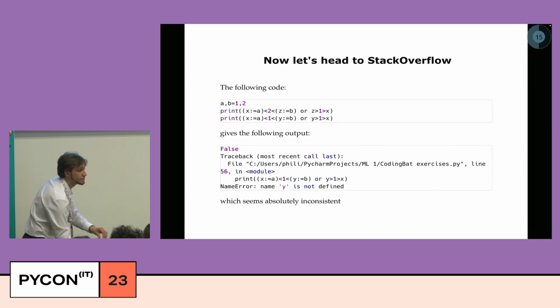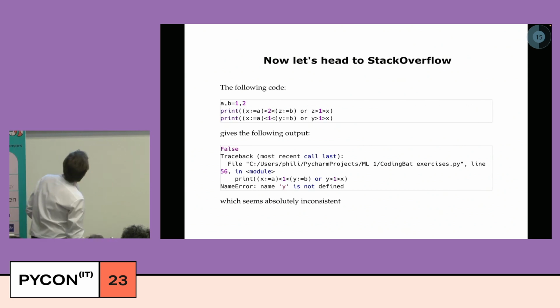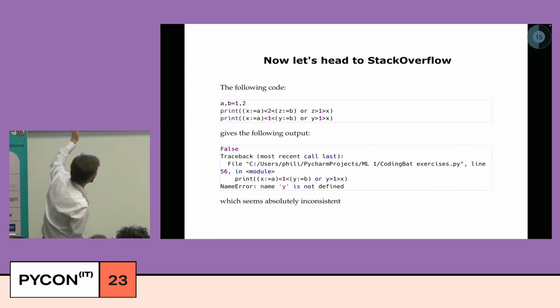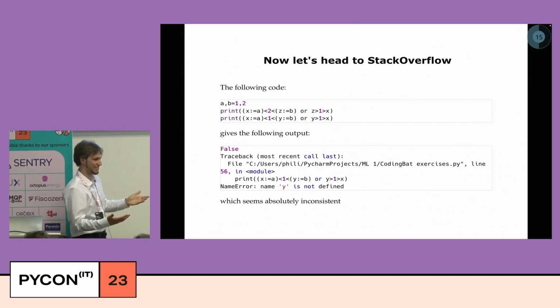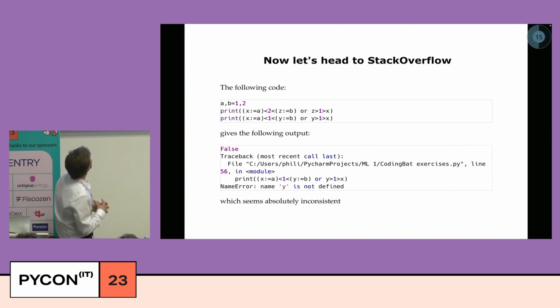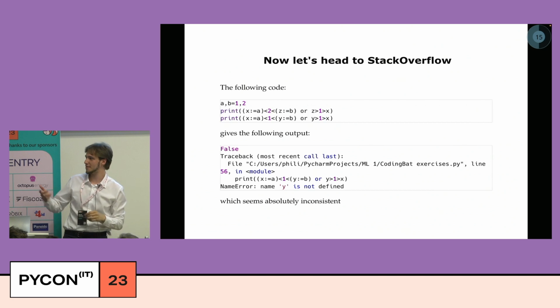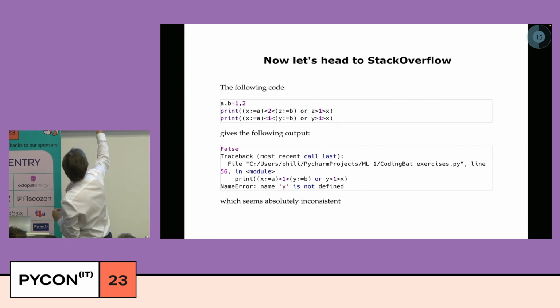Yes? Y is not yet defined. Yes, that's what it says. But why is it not? I mean, why isn't it defined? Like, we do have a definition. Okay, come on. We do have a definition there of y, and the comparison fails, and thus skips to the next part.